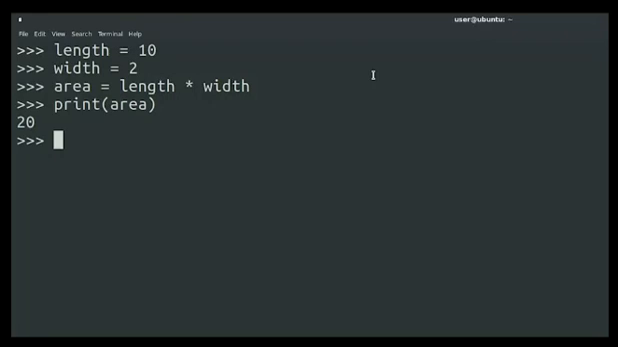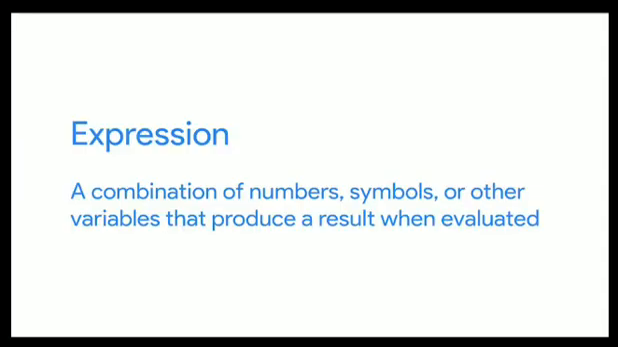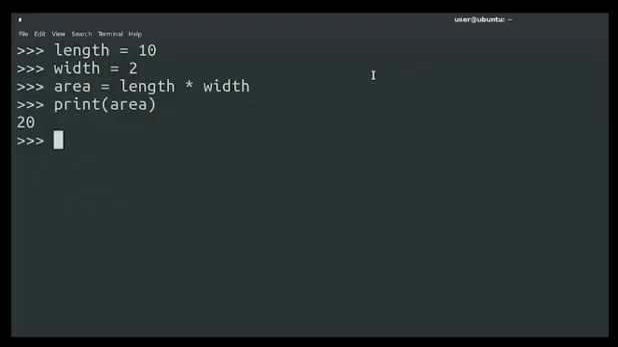Here, we assign the length variable the value of 10. We assign the width variable the value of 2, and we assign the area variable with the result of the expression length times width. An expression is a combination of numbers, symbols, or other variables that produce a result when evaluated. In this example, we're multiplying the value of 2 variables to arrive at the value that we want. Finally, we use our old friend the print function to display the value of the area on the screen.